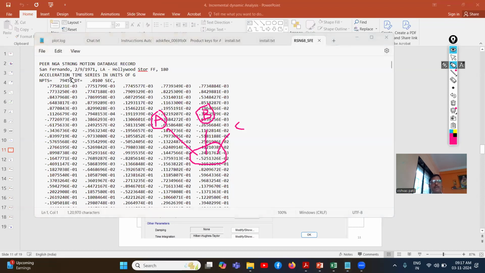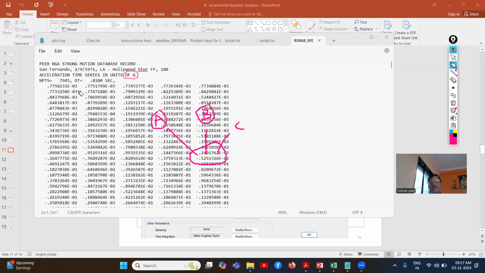See, this is one time history record. So what is the unit of this? We must read what the unit is. These are acceleration readings, which are in terms of g. That means each value must be multiplied by 9.81, and then it will convert into meter per second squared. Why meter? Because our model unit is meter.